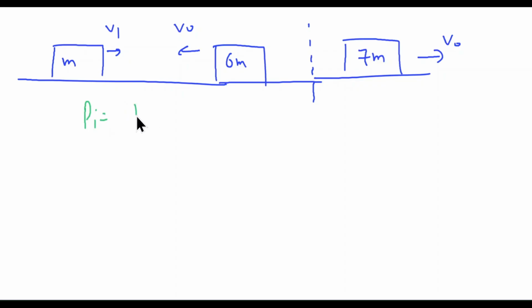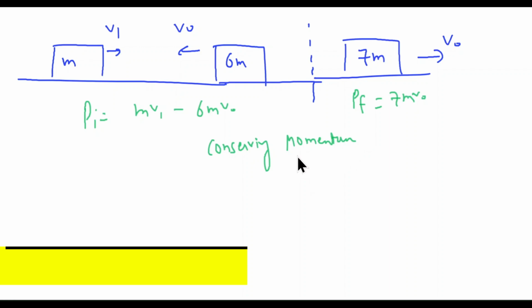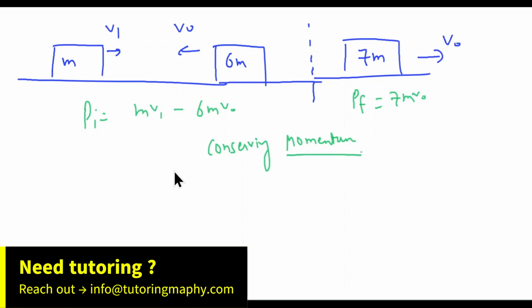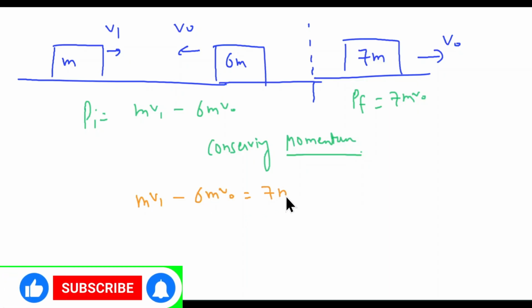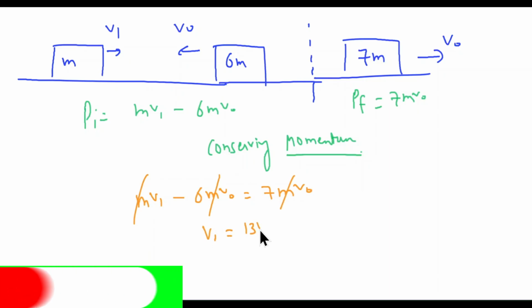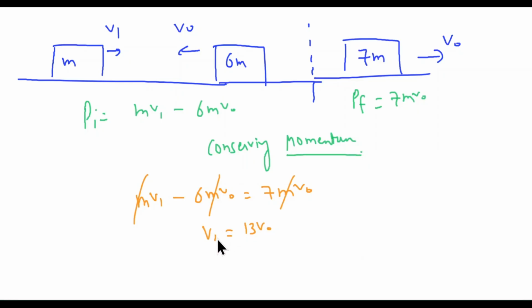So initial momentum will be mv1 minus 6 mv0, and the final momentum is going to be 7 mv0. They're asking us to use a principle, so we are conserving the momentum, although I keep on asking the question why is it not given that the surface is frictionless. mv1 minus 6 mv0 is equal to 7 mv0. m is gone, so I'm left with v1 is equal to, let's add 6 v0 both the sides, so that's essentially 13 v0. So that should be our final answer.